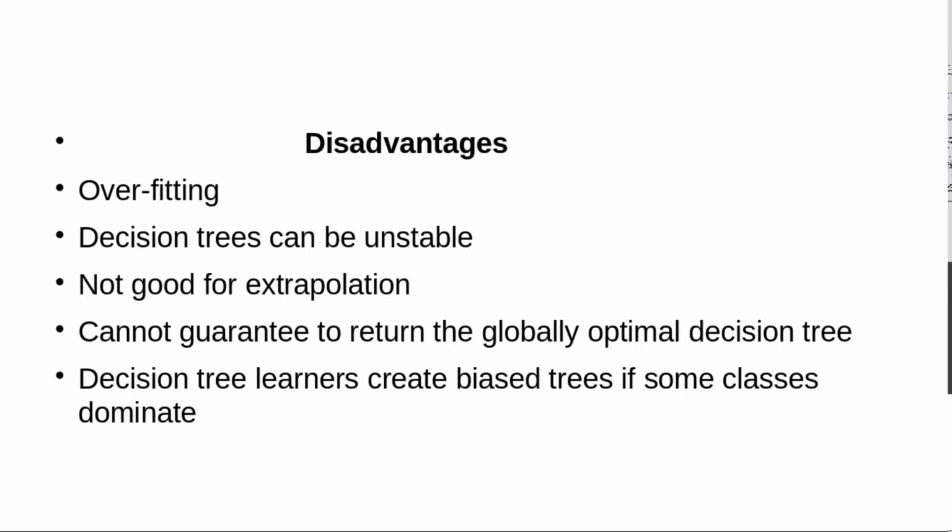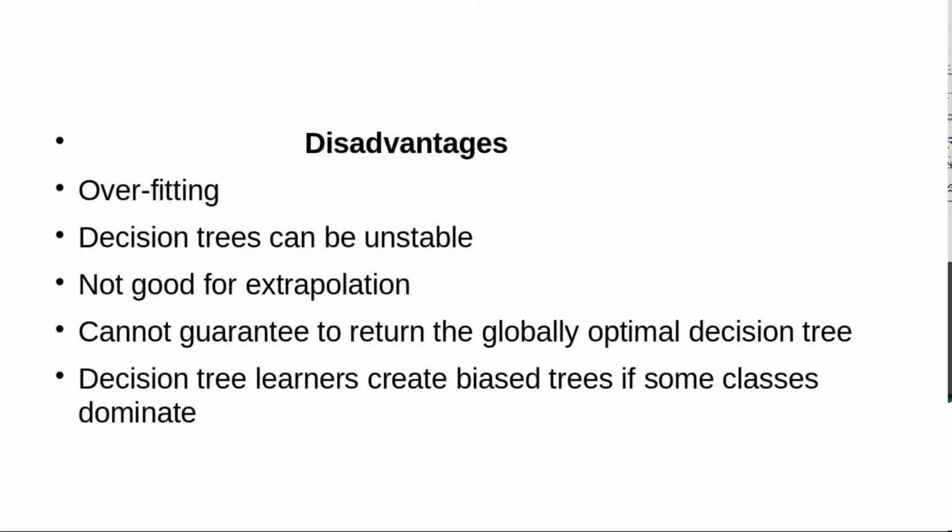Another disadvantage is that decision trees can be unstable, because small variations in the data might result in a completely different tree being generated. To mitigate this, you should use decision trees within an ensemble. The third disadvantage is that decision trees are not good for extrapolation, because the trees are neither smooth nor continuous. Another disadvantage is that decision trees cannot guarantee to return the globally optimal decision tree.